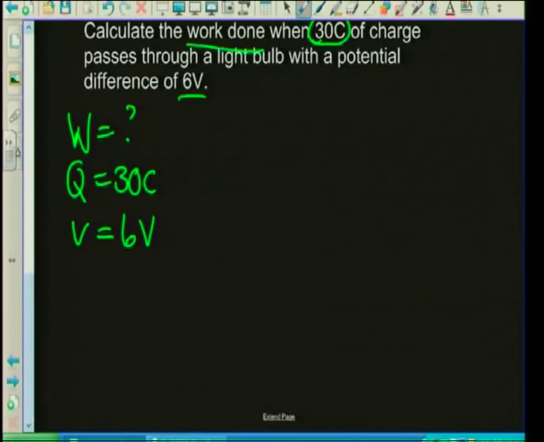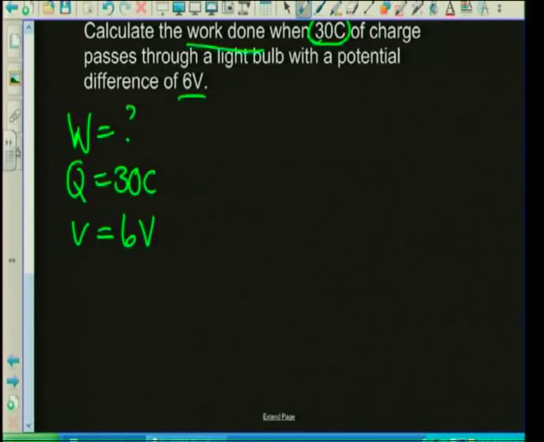Okay, nice and easy. Another way we could have phrased this question in grade 10 is we could have said calculate the energy dissipated, okay? Or calculate the energy given off by the heat of the light bulb, okay? Anything to do with energy means work. So whether they're asking for work or whether they're asking for energy, it's the same thing. All right, good. Now, we go back and we say, okay, where the equation was V equals W over Q.